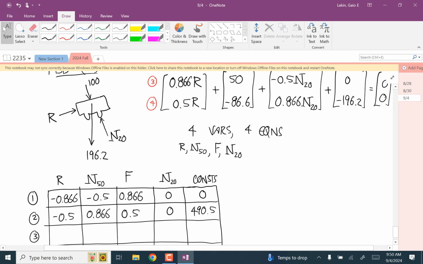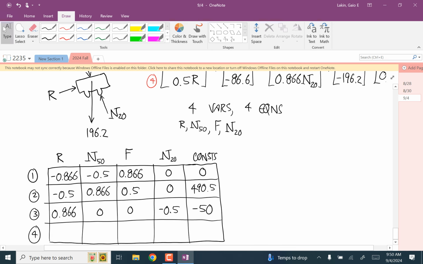Equation 3, R's, we have 0.866. Constants, we have negative 50, because you have to get it to the other side. And N20s, we have negative 0.5. Everything else is 0. And now for equation 4, R's, we have 0.5. N50s, 0. F's, 0. N20s, 0.866. And the constant is positive 196.2.